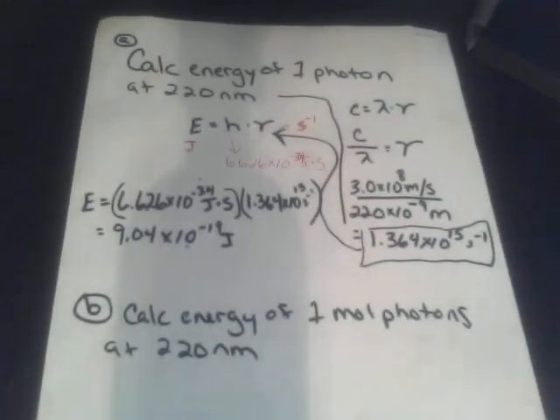So why would this make sense? A photon does not have a lot of energy. It's just one bit of light, just one. So I'm expecting a fairly small number.